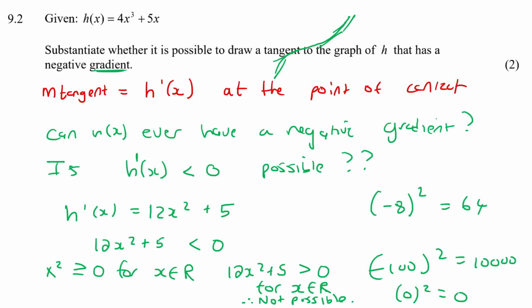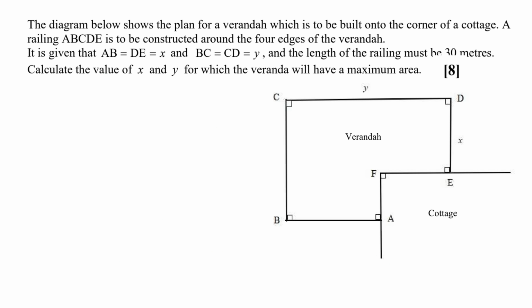You would end up trying to take the square root of a negative number, which will just give you an error on your calculator. The diagram below shows the plan for a veranda which is to be built onto the corner of a cottage. A railing A, B, C, D, E is to be constructed around the four edges of the veranda. It is given that AB is equal to DE.